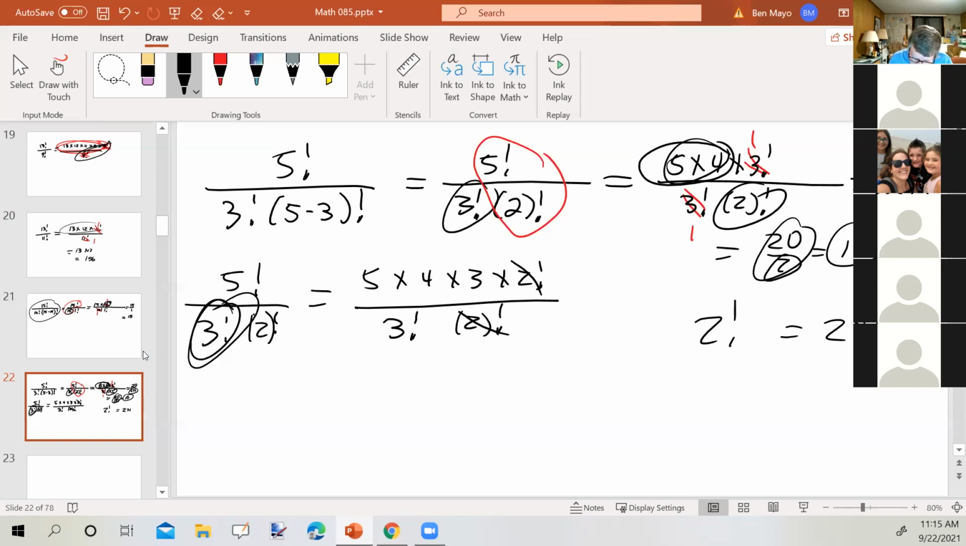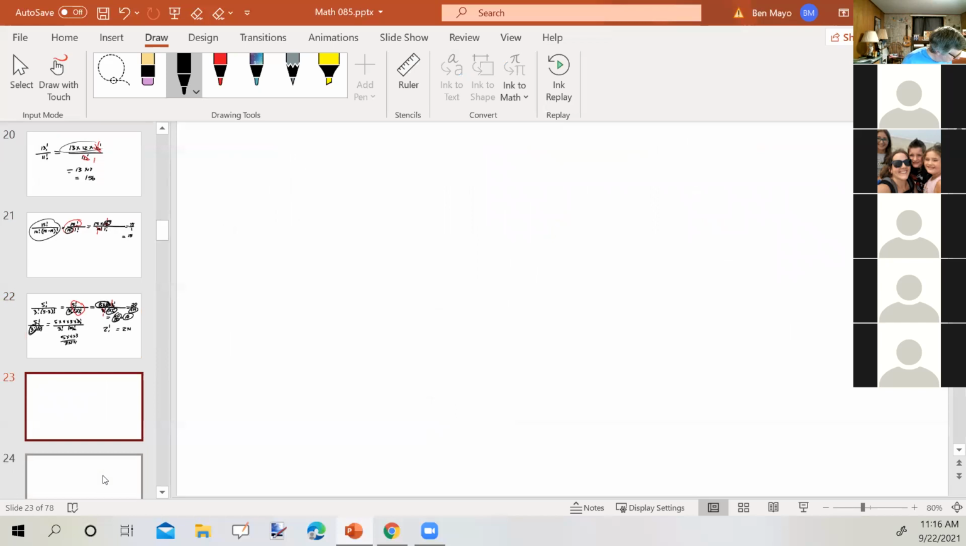You could do the smaller one instead, and then you'd come back and say, well, what am I going to do now? I've got 5 times 4 times 3 over 3 times 2 times 1, et cetera, et cetera. It works, but it's going to be more work. So my goal is always knock out the biggest ones you can, just to make it less work.